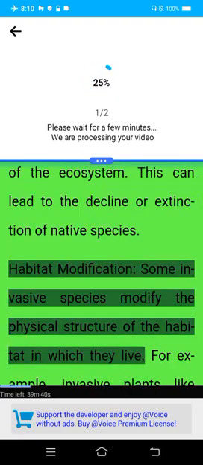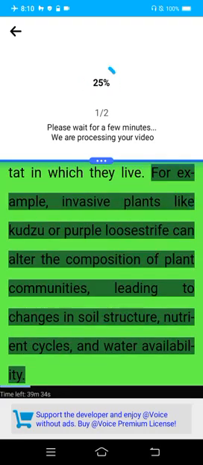Habitat modification. Some invasive species modify the physical structure of the habitat in which they live. For example, invasive plants like kudzu or purple loosestrife can alter the composition of plant communities, leading to changes in soil structure, nutrient cycles, and water availability.